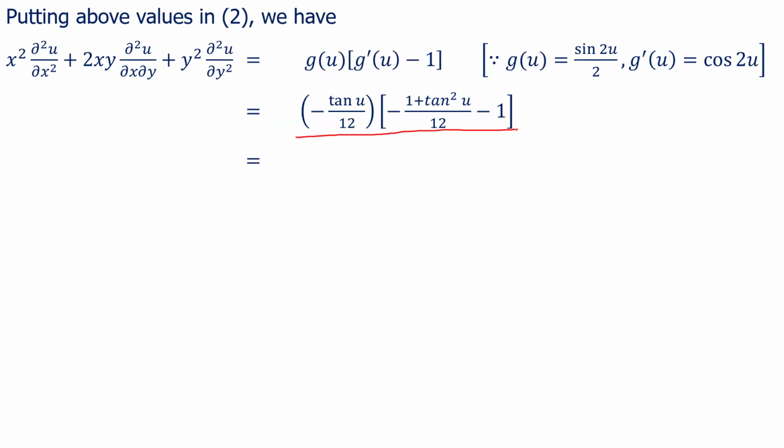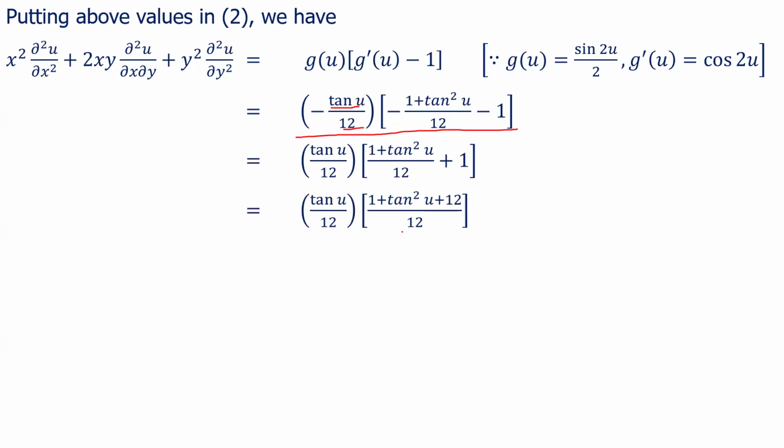If we take the minus sign outside, this will become tan u upon 12 and 1 plus tan square u upon 12, and since we have taken the minus sign outside, all terms will become plus. Tan u upon 12, 1 plus tan square u upon 12, and if we take the LCM, it will be 12. So this is also plus 12. So 1 plus tan square u plus 12 upon 12. So 1 plus 12 is 13. We can write tan u upon 12 into 13 by 12 plus tan square u upon 12.